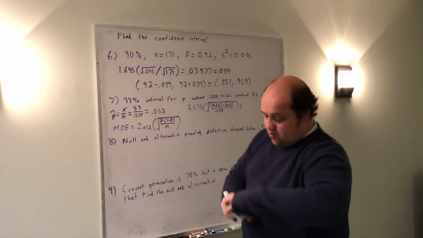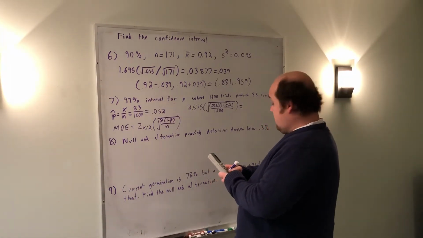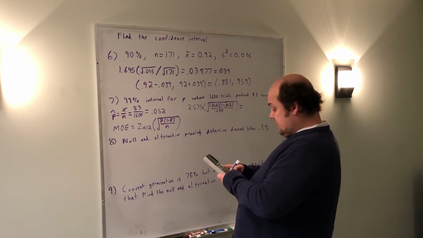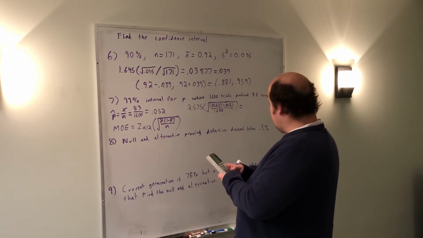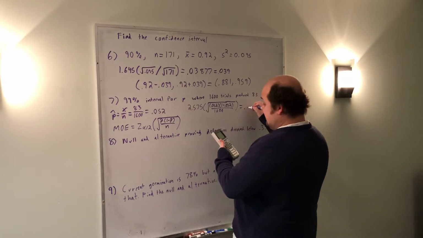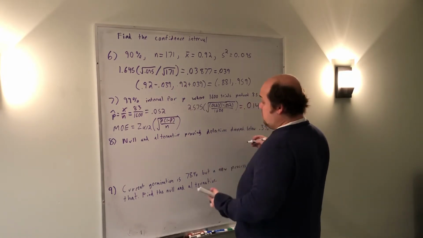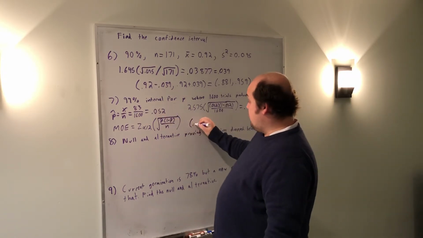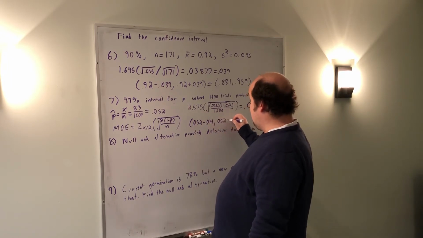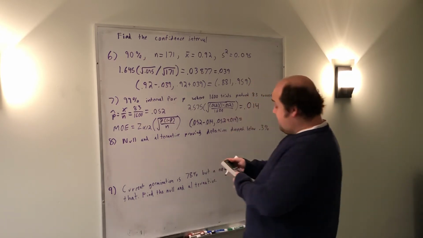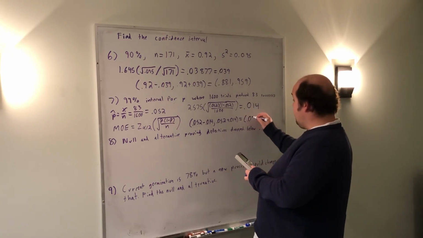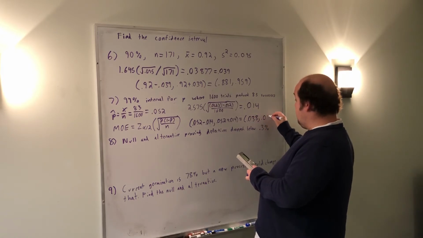Once I put that all in my calculator, 2.575, parentheses, the root of, parentheses, 0.052, end parentheses, new parentheses, 1 minus 0.052, end parentheses, divided by 1600, I get this to be 0.014. If I then take my p hat, 0.052, and I first subtract 0.014, then I take the 0.052 and I add 0.014, that gets me to my final confidence interval, which is 0.038 to 0.066.